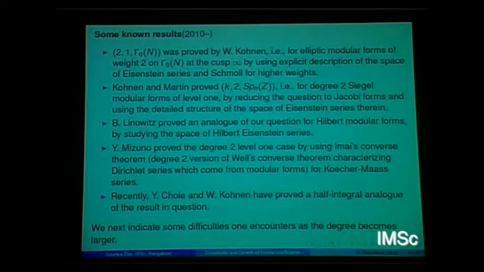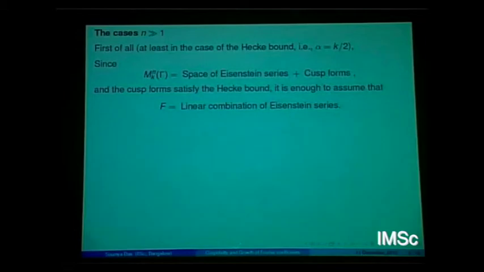We use those estimates only on fundamental discriminants, on fundamental indices, not all. So let's focus on the Hecke bound only, alpha equal to k by 2. Your space of modular forms is the space of Eisenstein series together with cusp forms. If you assume the Hecke bound, then we already know that the cusp forms satisfy the Hecke bound, so we are left with linear combinations of Eisenstein series.